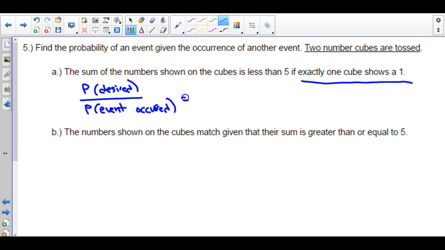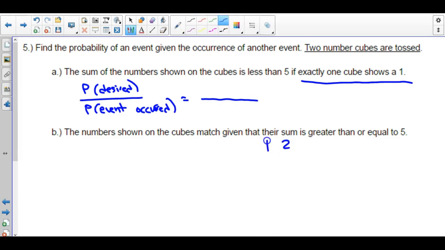Okay. So, how many ways can I throw 2 dice? I'm throwing 2 number cubes, that's what it says in the directions. How many different ways can I throw 2 number cubes and show exactly a 1? So what I'm going to do is just write out all those number pairs. It says exactly 1, so that means that a 1 and a 1 does not count.